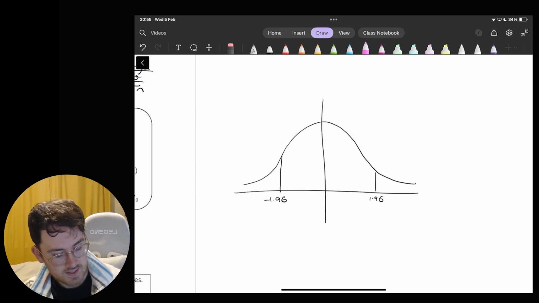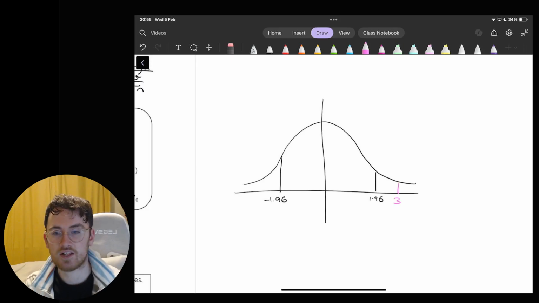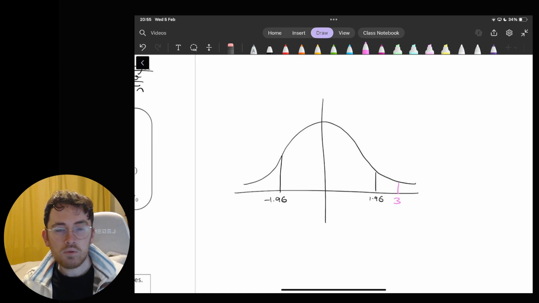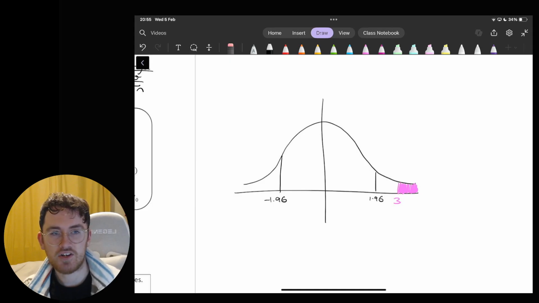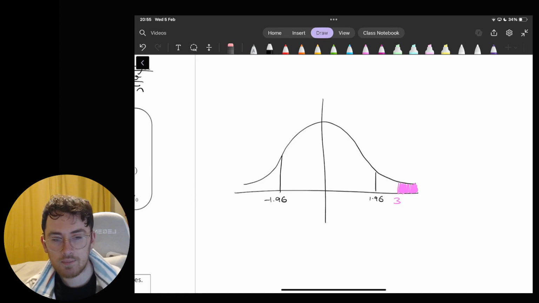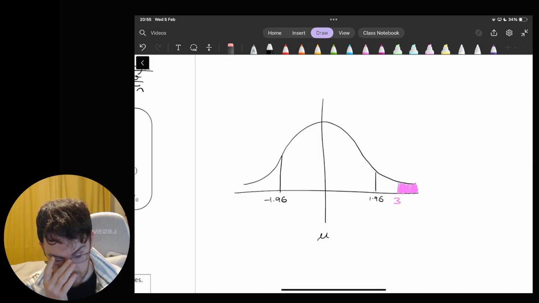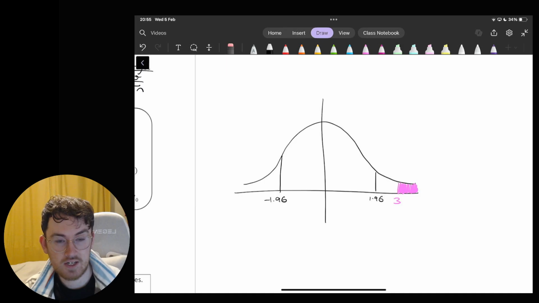And let's say I do a test statistic and I get 3. Okay, let's say I get a value of 3 here. What we're basically saying here is that this value I've gotten for x bar, this sample mean, is 3 standard deviations away from the true population mean mu. Okay, we're basically saying it's 3 standard deviations away from this true population mean of mu.